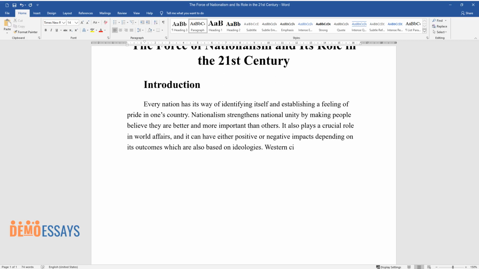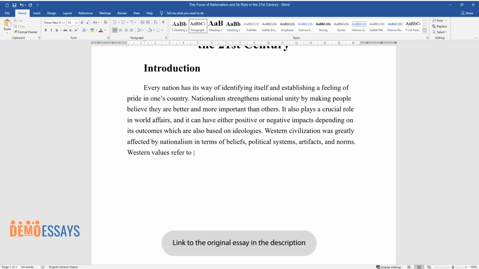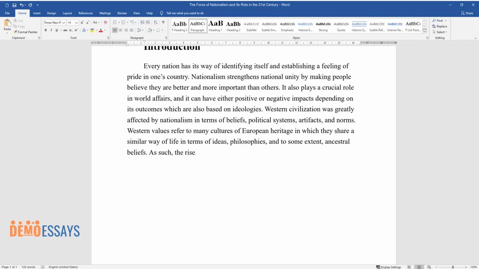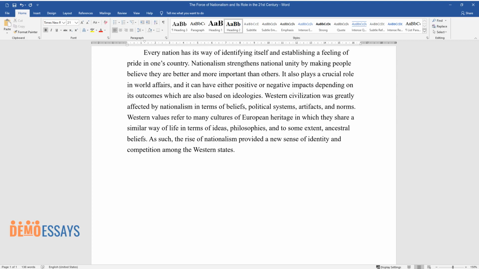Western civilization was greatly affected by nationalism in terms of beliefs, political systems, artifacts, and norms. Western values refer to many cultures of European heritage in which they share a similar way of life in terms of ideas, philosophies, and to some extent, ancestral beliefs. As such, the rise of nationalism provided a new sense of identity and competition among the Western states.